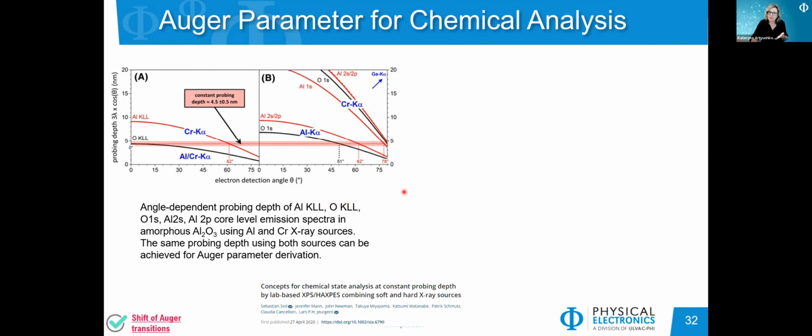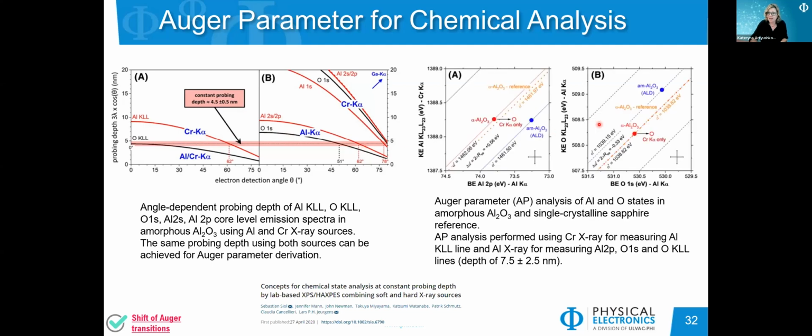By using the tilting capability of our stage, we can do analysis at different angles, and using two X-ray sources, you can find that match, probing your Auger transitions and main transitions at a constant probing depth using chromium and aluminum sources. You can see that we can derive these Auger parameters for amorphous alumina and alpha alumina at exactly the same sampling depth. So it's a very elegant experiment, with no concerns of whether you're probing different contributions from oxides on top versus deeper in the bulk.